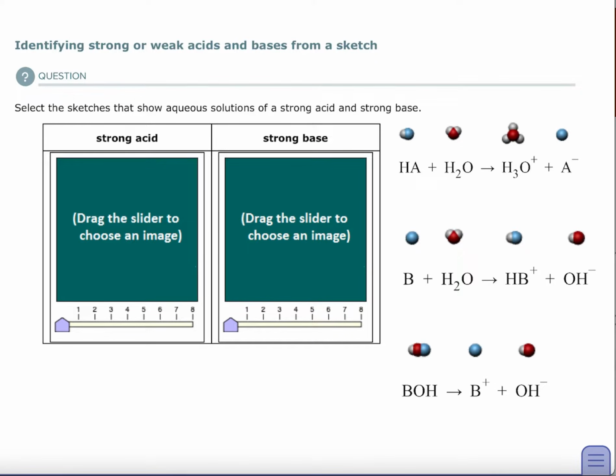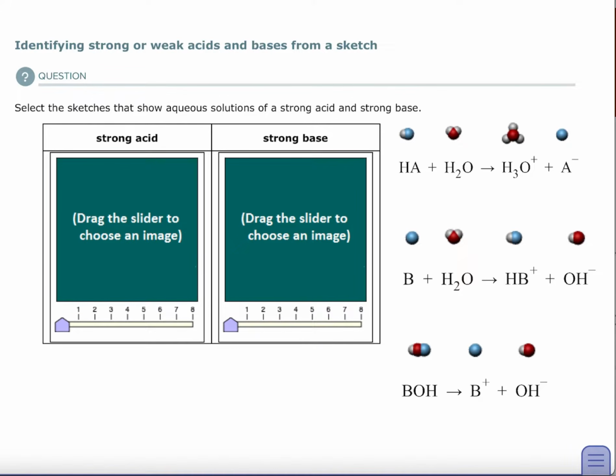When it says HA, hydrogen is donated by an acid. The A here just means anything that's left over once that hydrogen's gone. This is the conjugate base, and that's why on the right side it's A negative, because the base is going to be negative. The hydrogen takes the positive charge and becomes a proton and leaves a negative anion behind. So anything that is HA here is going to be a blue dot with a white dot. The white is representing the hydrogen.